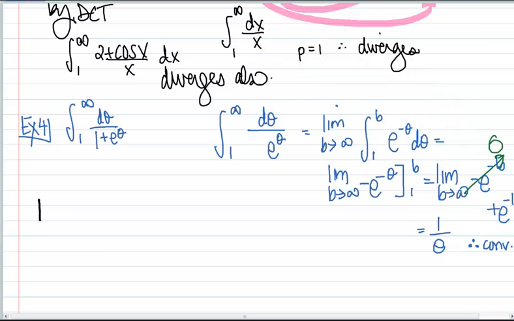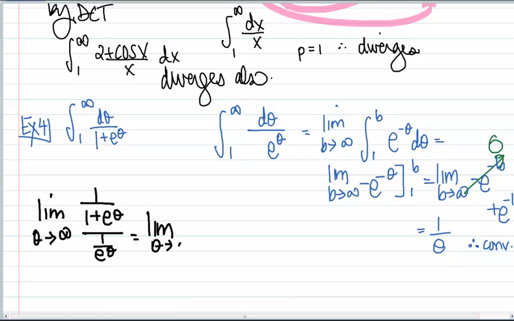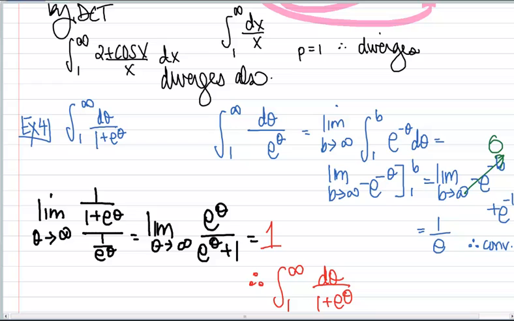So let's check to see that they're growing at the same rate. The limit as theta approaches infinity, because we're using thetas here instead of x's, of 1 over (1 plus e to the theta) over 1 over e to the theta. Let's simplify out this fraction. So I have e to the theta over (e to the theta plus 1). Well, the plus 1 doesn't matter. Both of these are going to infinity at the same rate, so this equals 1. Therefore, they do grow at the same rate, and d theta over 1 plus e to the theta converges also.